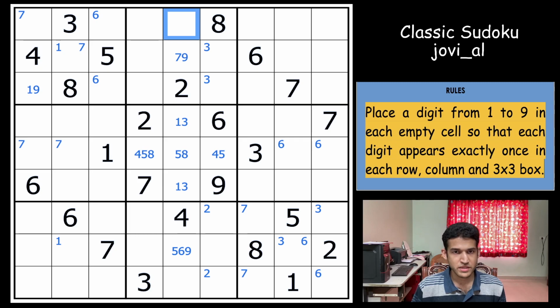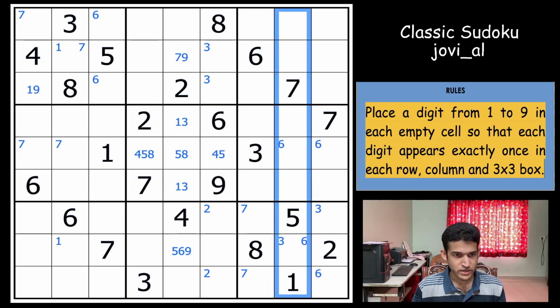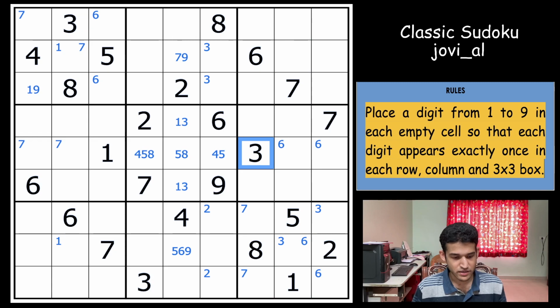So I'm noticing something in column 8. Just like the ones we had, the 3 can only be restricted to these two cells, either row 8, column 8 or row 2, column 8. It cannot be here. It cannot be here. So it is either going here or here. So can we do something of that sort along the rows?